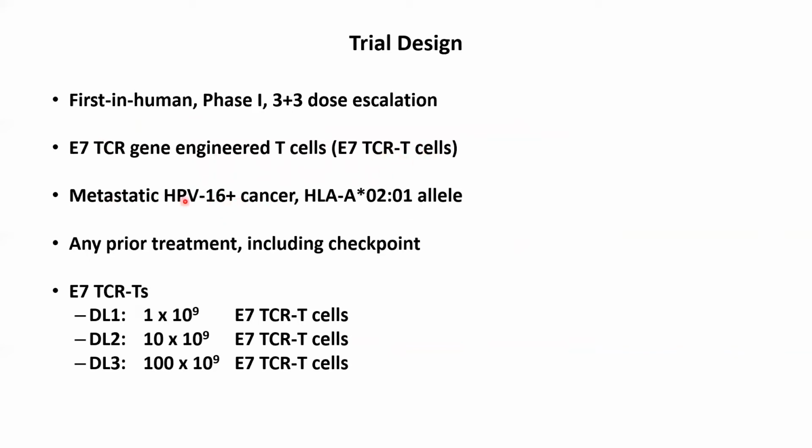Patients have to have a metastatic HPV-16 positive cancer, and they have to have the HLA-A2 allele. Any prior treatment was permitted, including checkpoint inhibitors, and 8 of 12 patients had a prior checkpoint inhibitor. The treatment was with E7 TCR T cells, and the dose escalation is shown here, starting with 1 billion, 10 billion, and 100 billion cells. We did not encounter any dose-limiting toxicity that prevented us from escalating, and we just stopped at 100 billion cells because that's about all that we can reasonably make.